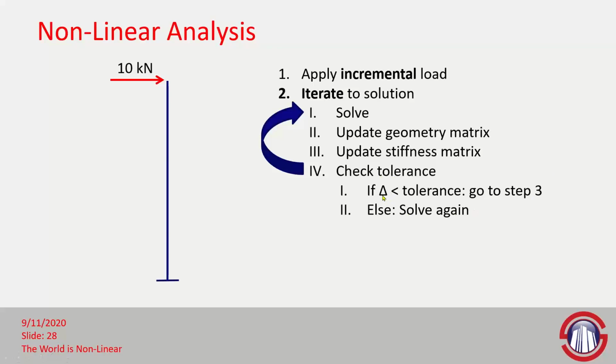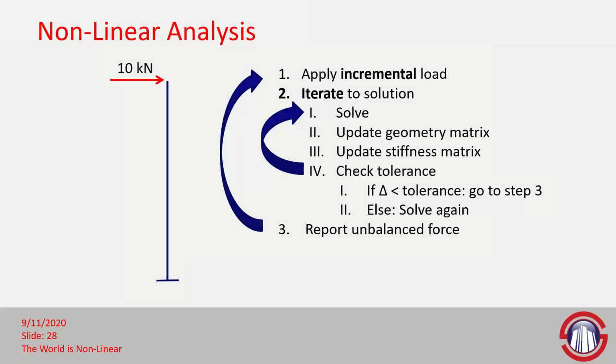Now, if we get to this stage here and our solution is within this tolerance, we can then proceed to report the unbalanced force, which is basically the error in the solution. Again, it's an approximate solution. And we'd repeat the process again, but using the second incremental load. So we now have 2 kilonewtons on our updated geometry and stiffness matrix. Oh, and I went a little bit too far there. So let's just go through an example again.